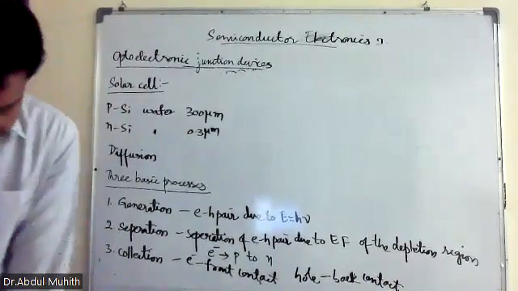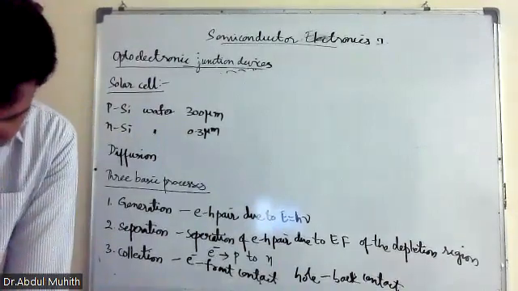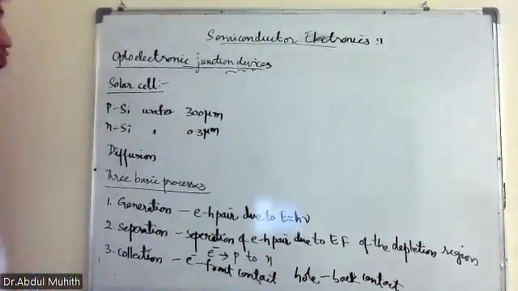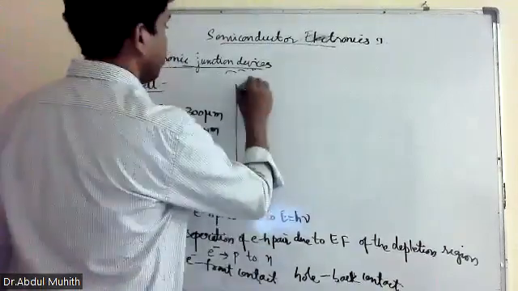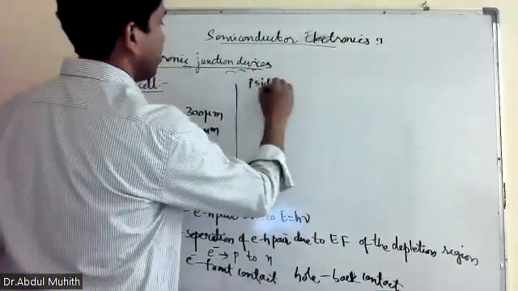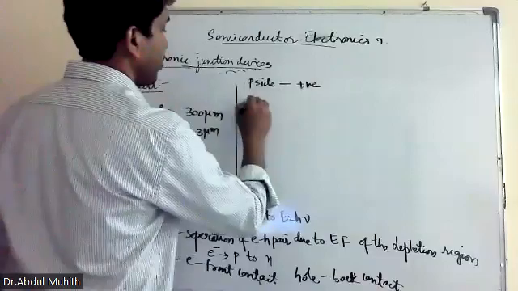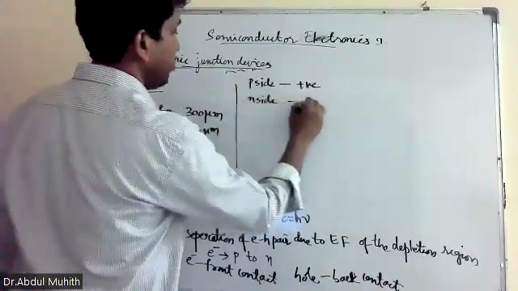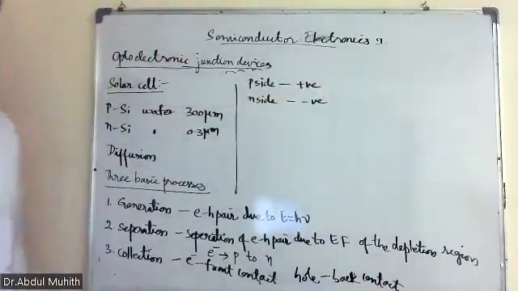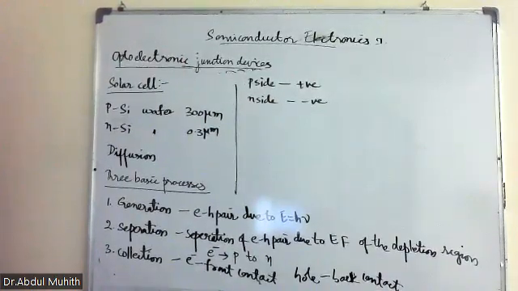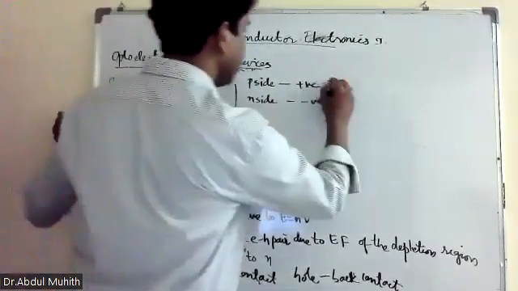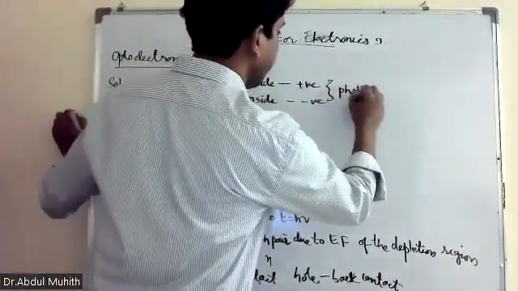So here the P side becomes positive and the N side becomes negative. So what will happen here? P side will become positive and N side will become negative. And a photo voltage is developed. When this happens, photo voltage is developed.